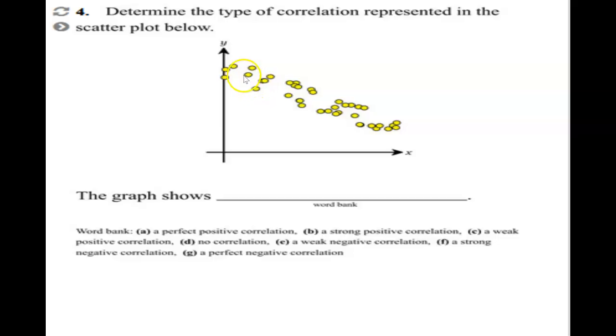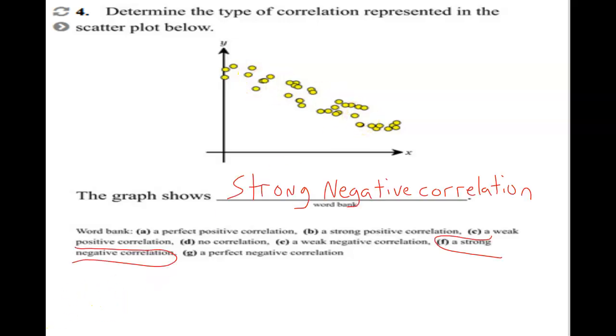Okay, it's negative, it's going down. Okay, next, how strong is it? Okay, you could pretty much see a line here. It's not a perfect line, but it's pretty strong. It's not weak. You don't have dots here, here, here, and here. They're pretty close together there, just not perfect. Okay, so this is going to be strong negative correlation. It's going down. It's not perfect, but it is strong. So this is another one you want to practice and make sure you get right.